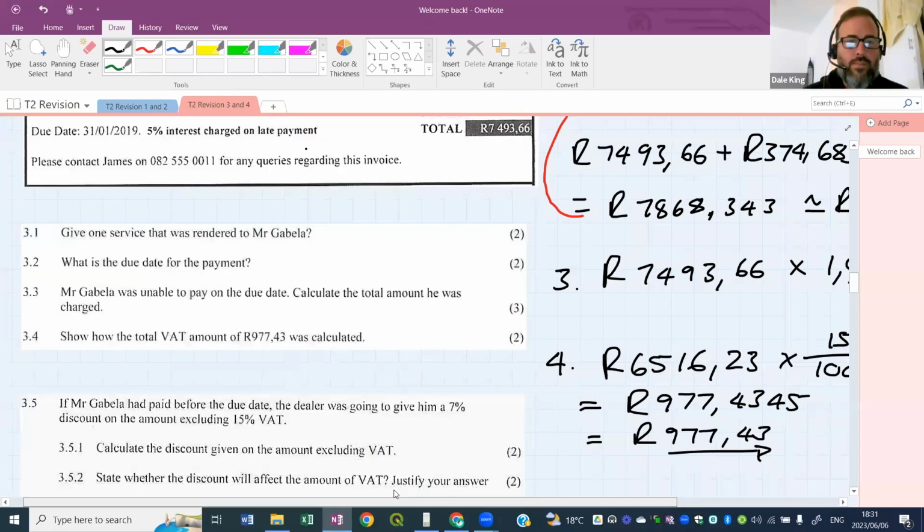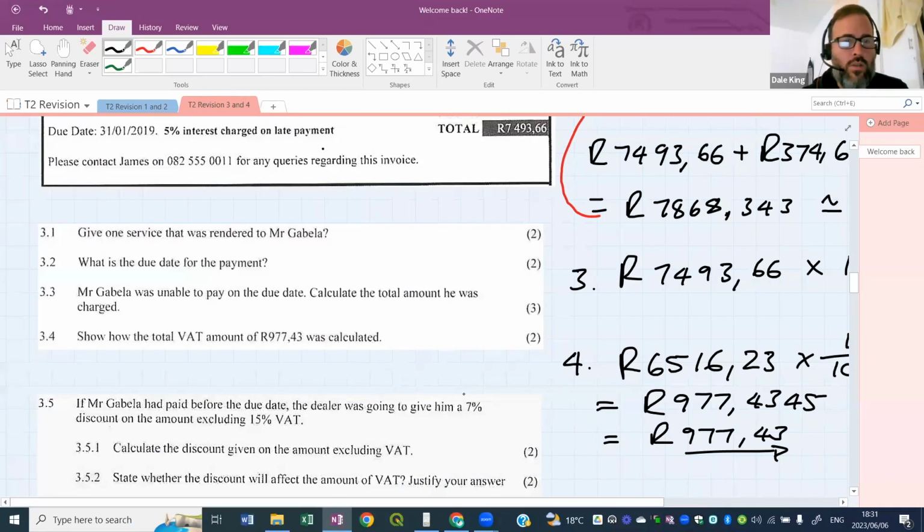All right. Nice. Let's go on to question 3.5. We're getting interesting now. It says there, if Mr. Khabela had paid before the due date, so he wasn't late, he paid before, the dealer was actually going to give him a 7% discount on the amount that excludes VAT. So if he pays before the due date, the dealer will say, I'll give you a discount on the amount excluding the VAT.